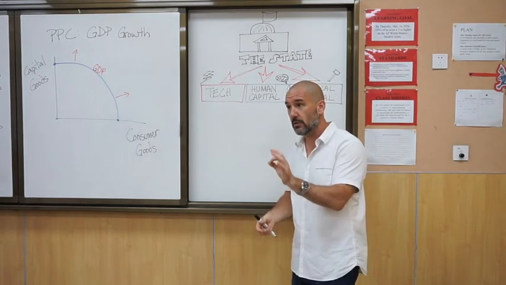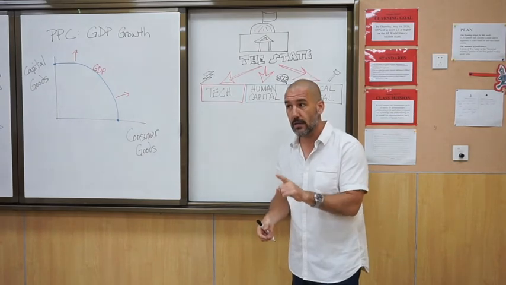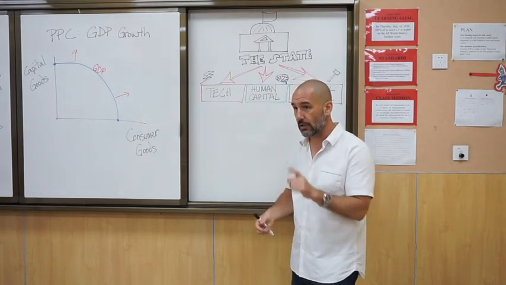So what can a government do? Not invest in the engineers per se, but invest in the scientists. What do we call that?